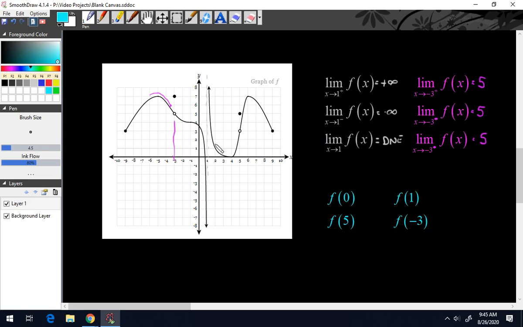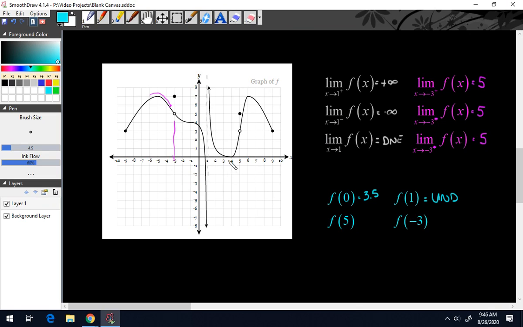So f of 0, where are we defined at 0? 0 looks like about 3.5. What about f of 1? F of 1 had an asymptote on it. Now, this is important. We are actually not defined at 1. A lot of times people get confused and put DNE. Actually, it's not defined. So we will put undefined at f of 1 because we have an asymptote there.